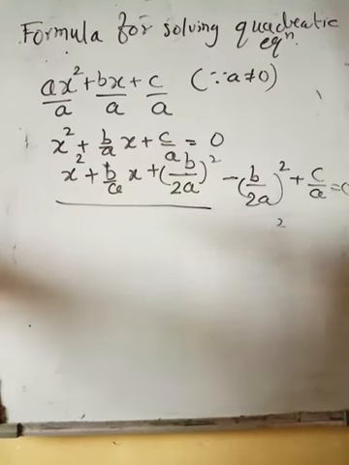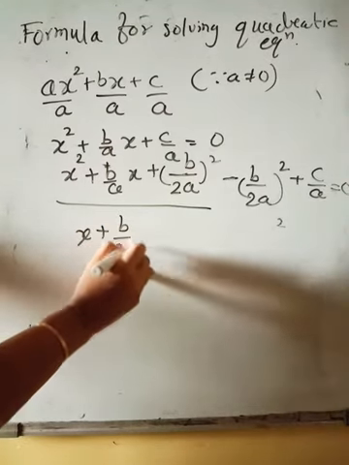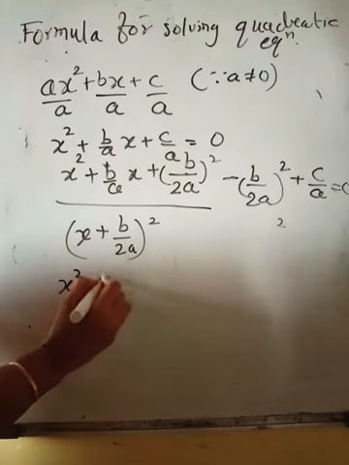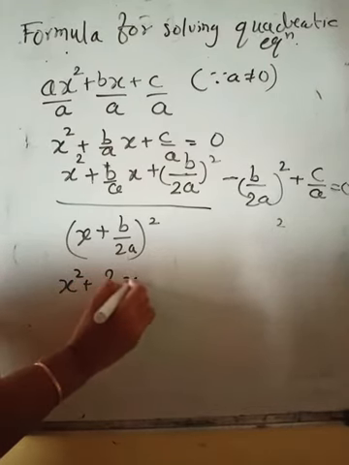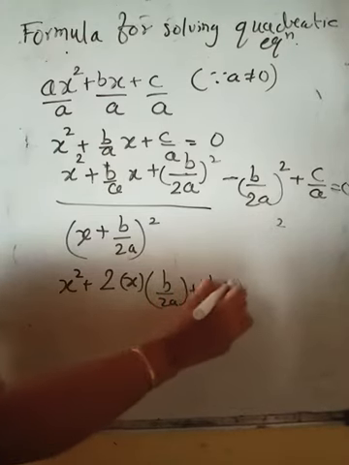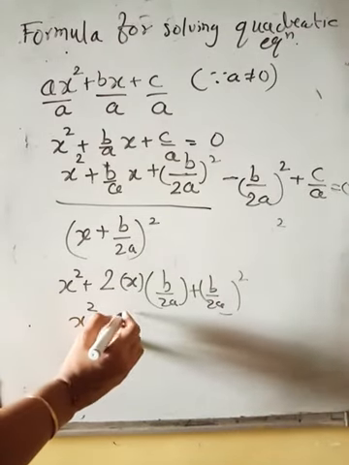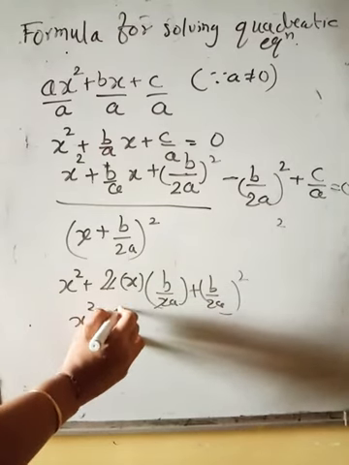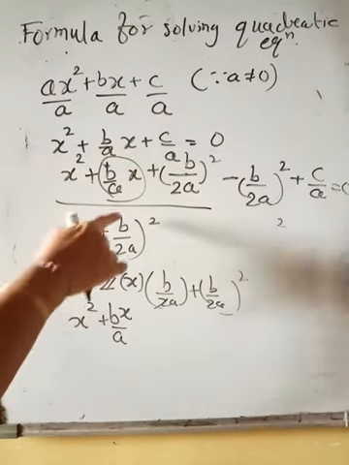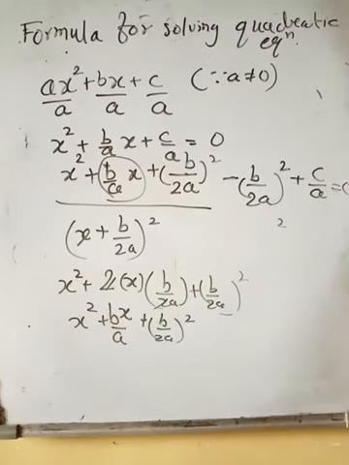So this will become a perfect square now. So what this will be, x plus b upon 2a the whole square. Open the bracket, you can check it. x square plus 2 into x into b upon 2a plus b upon 2a the whole square. Check it. So x square plus 2 will get cancelled. So you have x b upon a, right? See, you have got b upon a and plus b upon 2a the whole square, right?